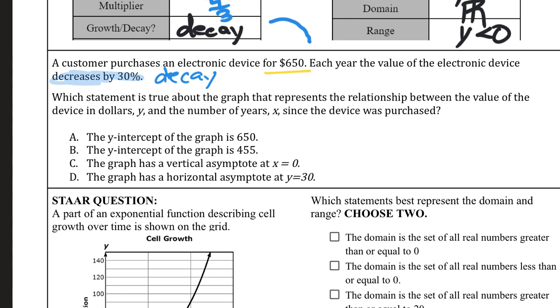So my equation starts with 650. That would be my y-intercept. So the answer is A, because that is where it crosses the y-axis when you type in the graph.